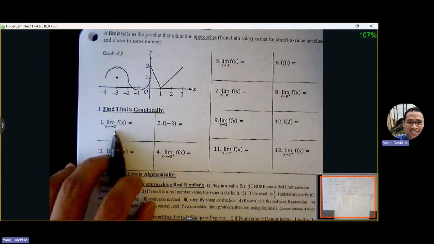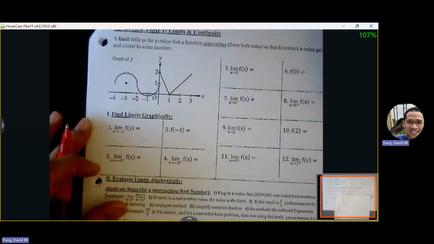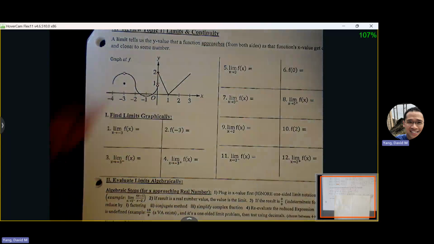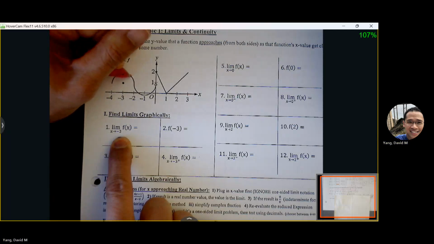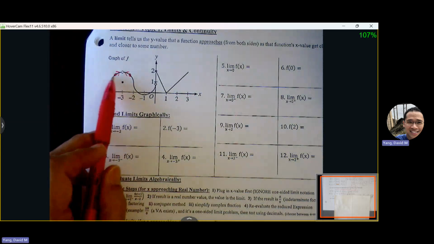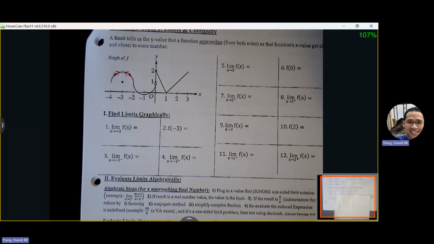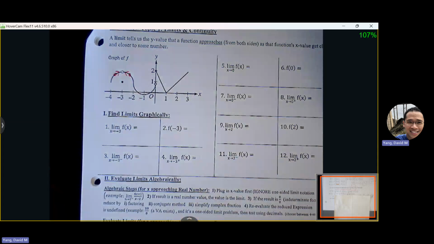So let's try number 1 here. Limit as x approaches -3. We see that -3 does exist, but there's a hole there. But we know that a limit is not talking about the ordered pair, it's talking about the approach towards that value. So pick points close to -3 on both sides of -3, and then draw arrows along the path of the graph. Are these two arrows pointing to the same y value? Yes, they're both headed towards a y value of 2.